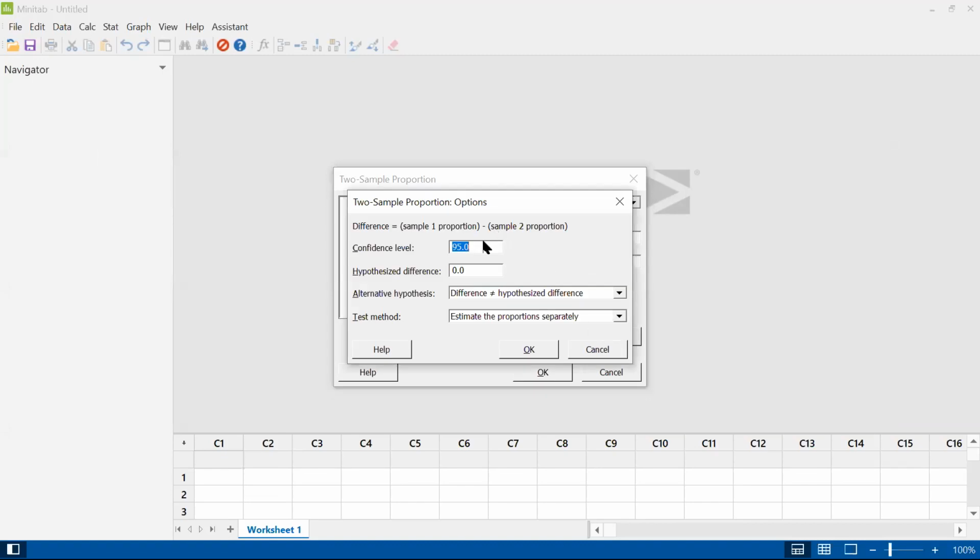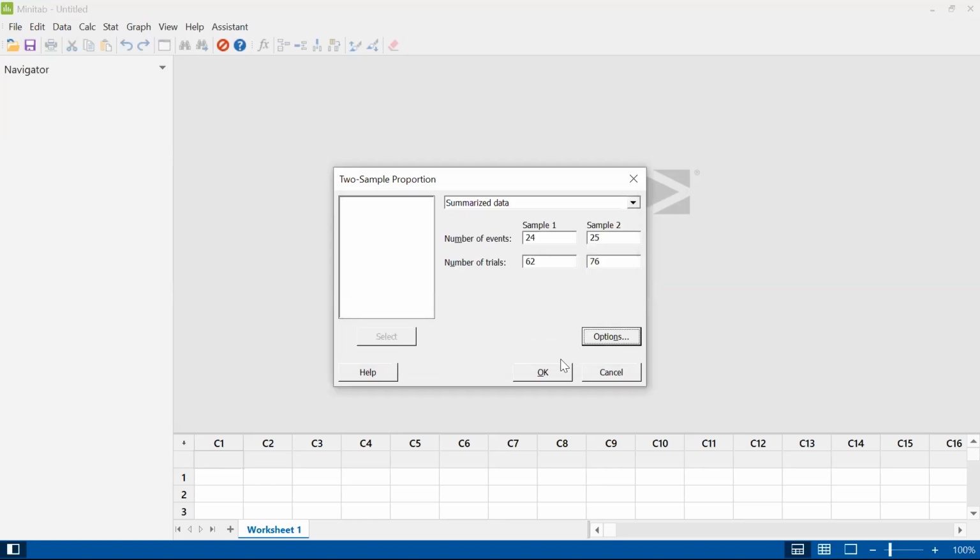Look under our options, want a 95% confidence interval. This hypothesized difference is always 0. Our null hypothesis is always that there's no difference, that they're the same. And we'll first do it with an alternative hypothesis of not equals. And I've been using estimate proportions separately. Pooled gives slightly different answers, and I mentioned last day that pooled is actually what gives the answers in the back of our book. But I'm used to doing the separate one, so I'm sticking with separate. Okay, so we'll hit OK and see what we get.